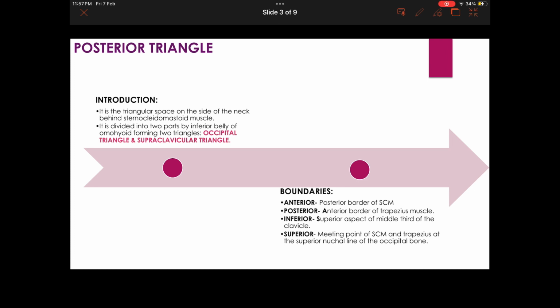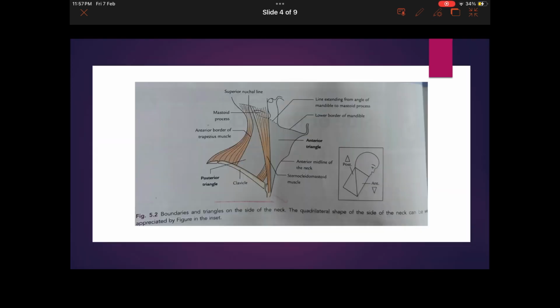Now superior, the meeting point of sternocleidomastoid and the trapezius. Now just look into the figure. You can see superior nuchal lines. This is basically the meeting point of sternocleidomastoid muscle and the trapezius muscle. Okay, and this forms the superior boundary of posterior triangle.